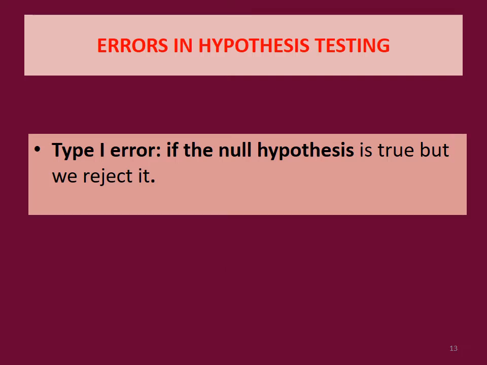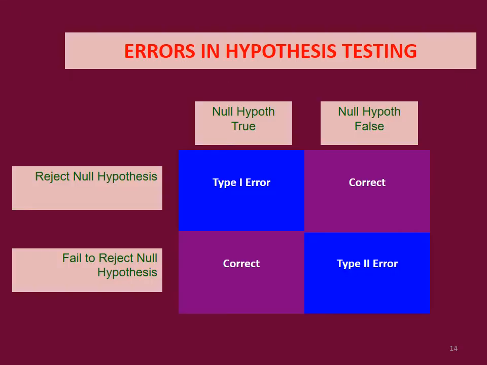Now we learned about type 1 error. We all know that even though the null hypothesis is true, we reject it. That is the type 1 error. Then we'll take one example and we'll understand that.